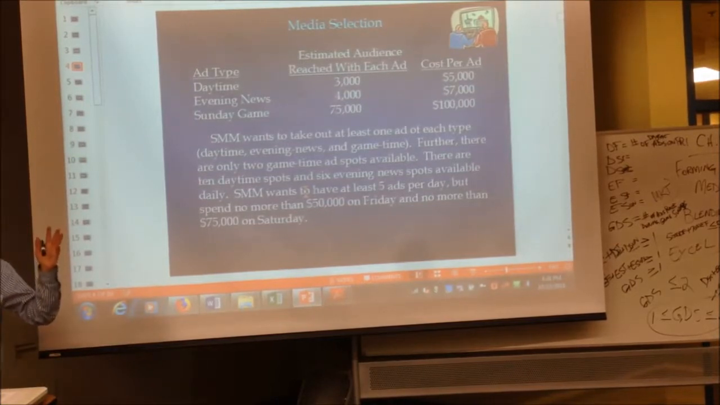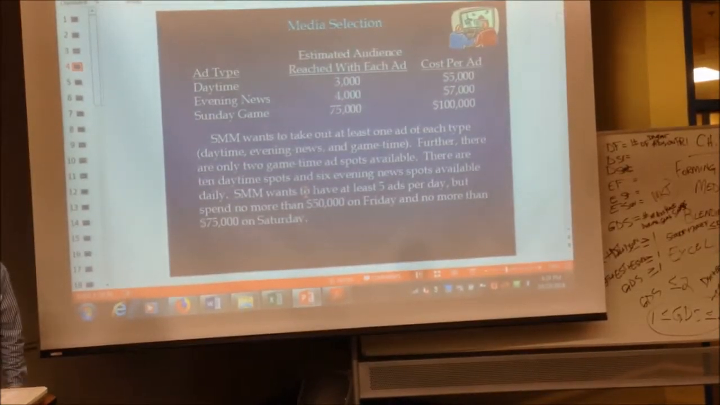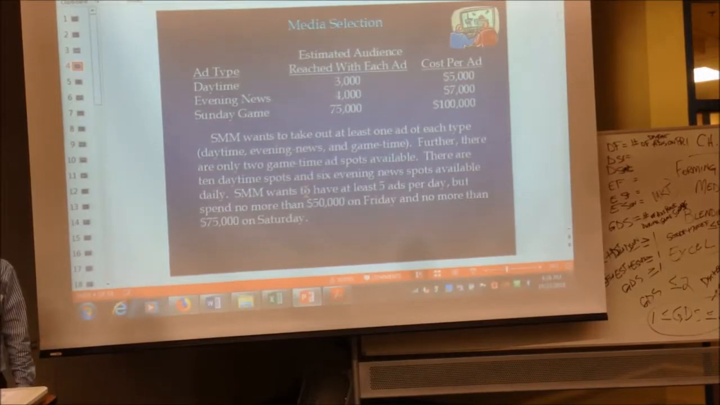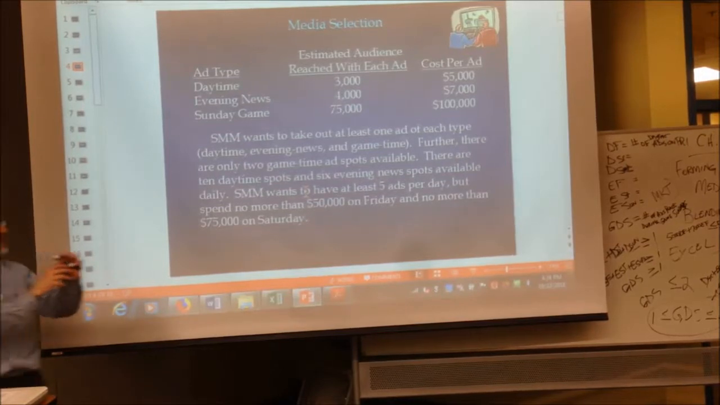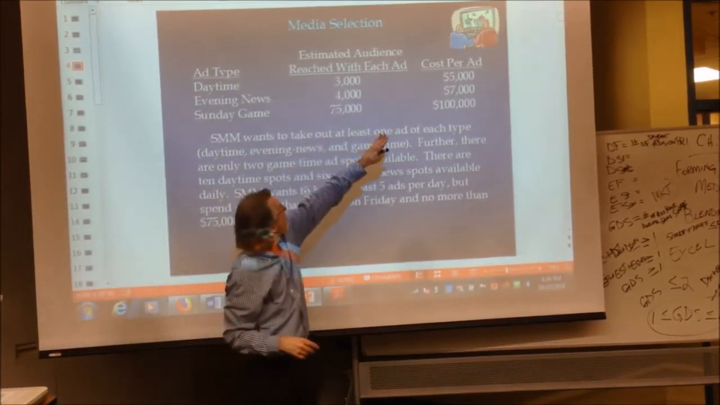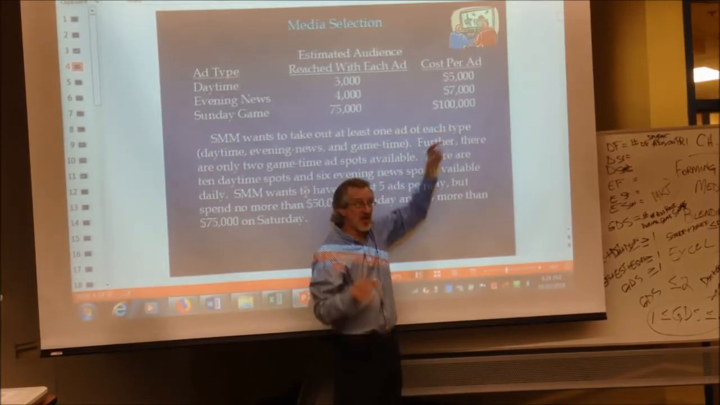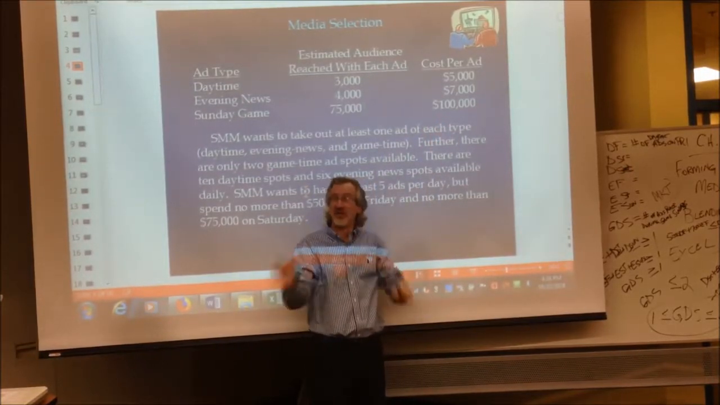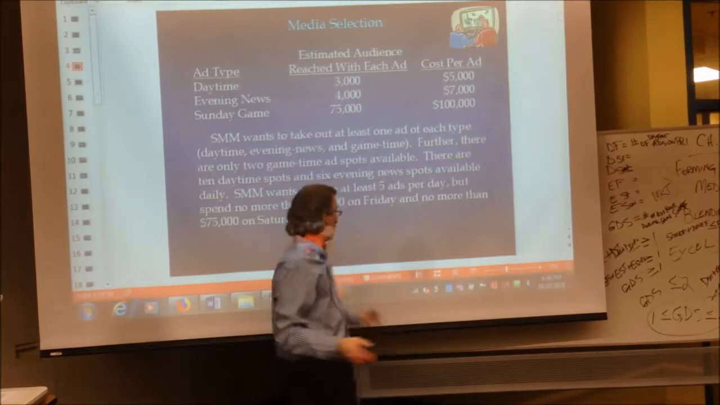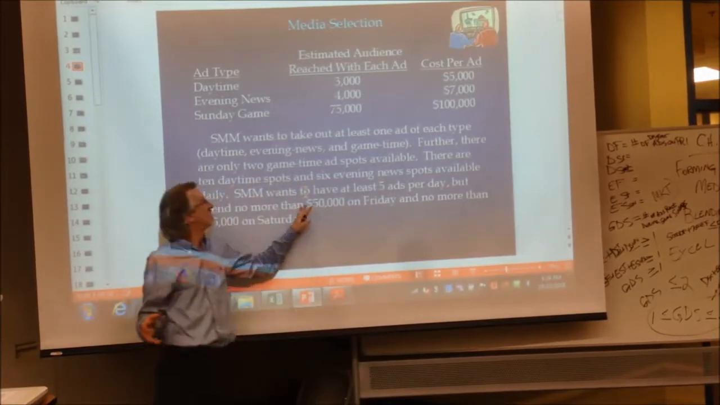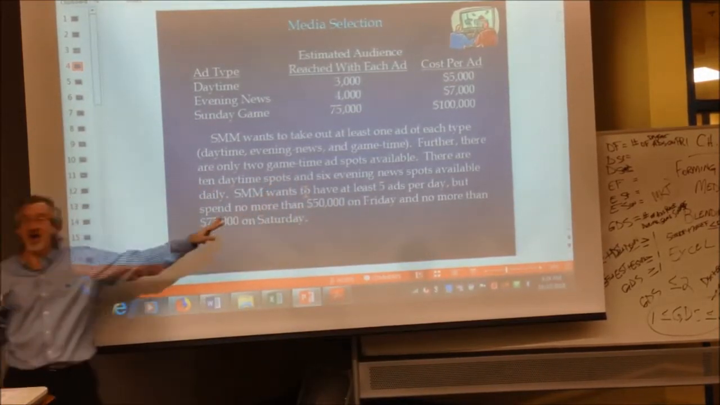Spending 75,000 on Saturday, less than equal or greater than equal? Less than equal. How many variables represent Saturday? 2 variables. Make those 2 variables be multiplied by their individual cost, which would be 5,000 for daytime Saturday and 7,000 for evening news Saturday, added together, less than equal to 75,000. We covered everything we talked about so far.